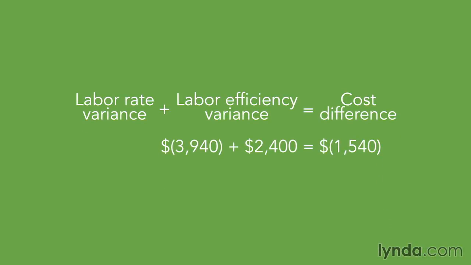Again, note that the two variances add up to the total difference computed earlier. The advantage in breaking down the total difference into its rate and efficiency components is that it helps us determine who to speak with about the differences. Different people control the different variances. Now, let's talk about controlling those variances.